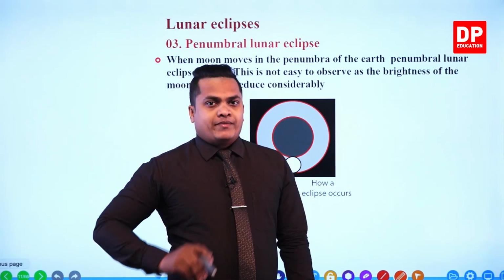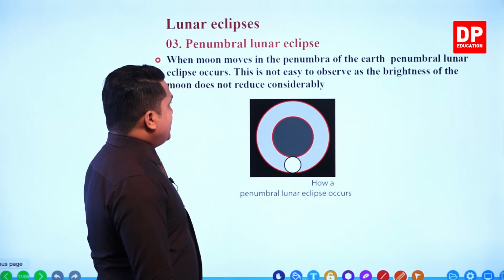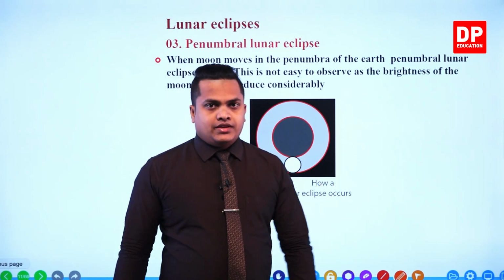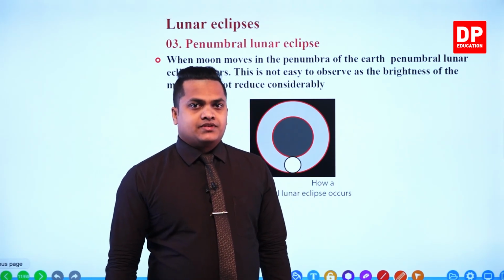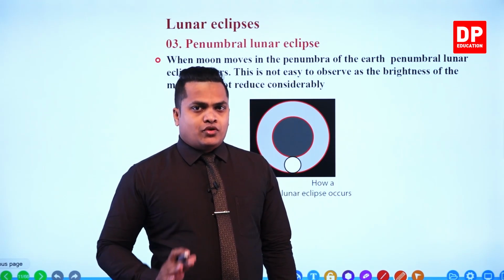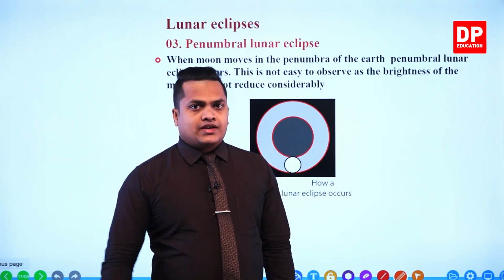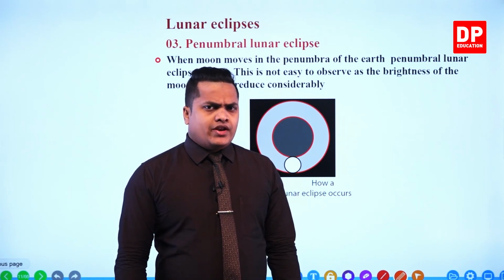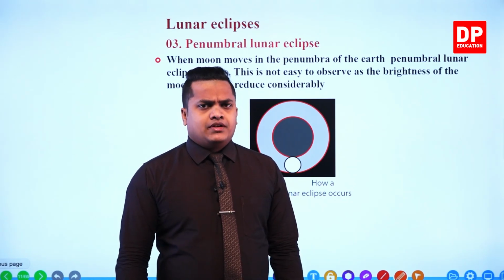Right, my dear children. So these are the three main types of lunar eclipses. So now you know how the lunar eclipses occur. So my dear children, now it's time to head on to our lab.